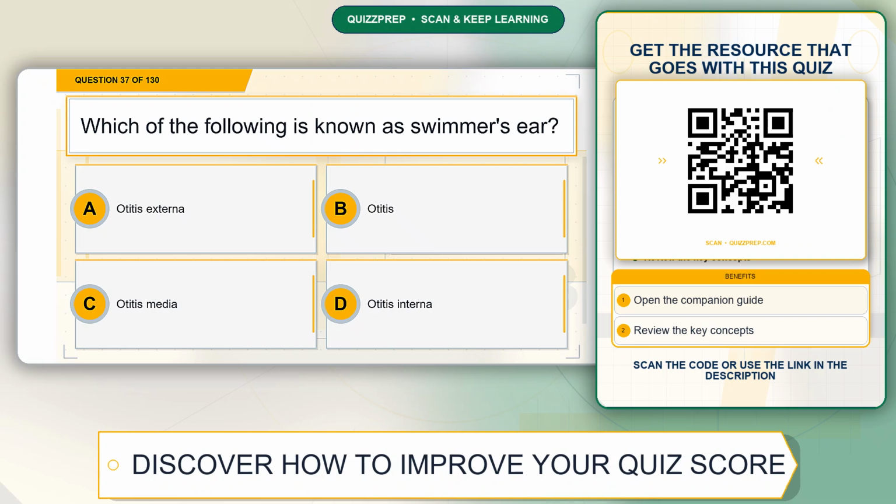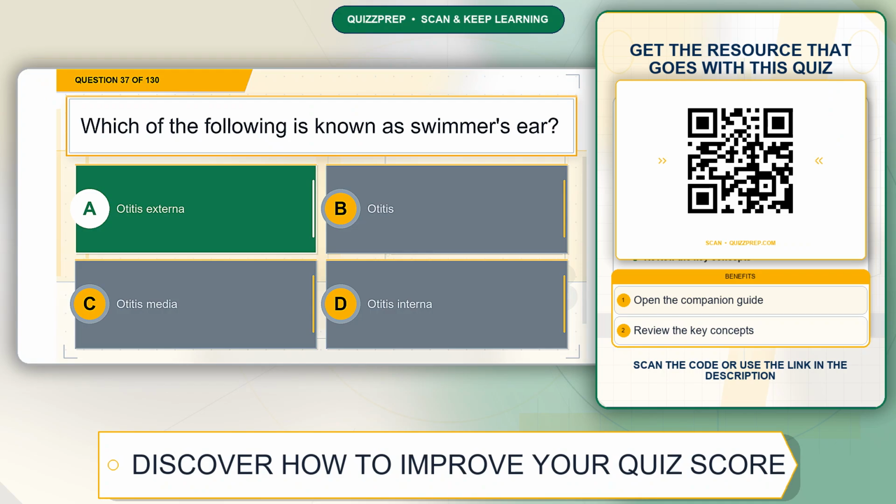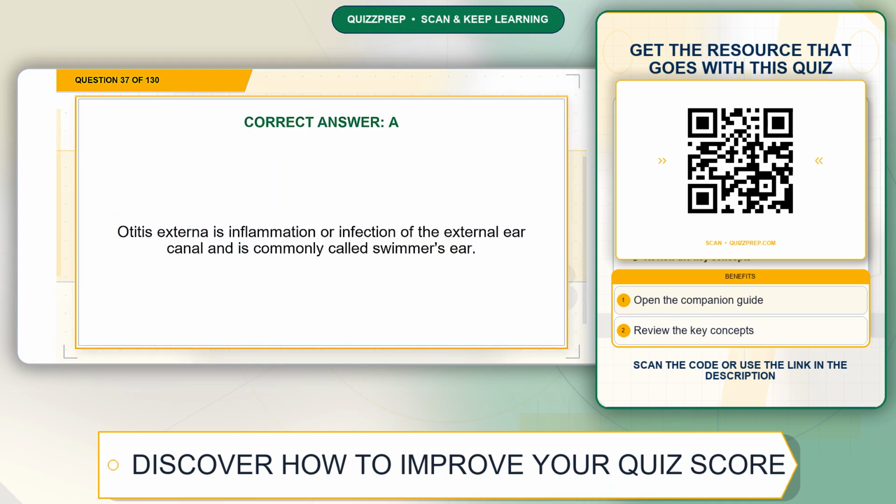Question 37. Which of the following is known as swimmer's ear? Option A, otitis externa. Option B, otitis. Option C, otitis media. Option D, otitis interna. The correct answer is option A, otitis externa. Explanation. Otitis externa is inflammation or infection of the external ear canal and is commonly called swimmer's ear.